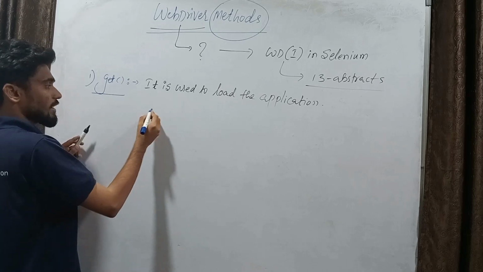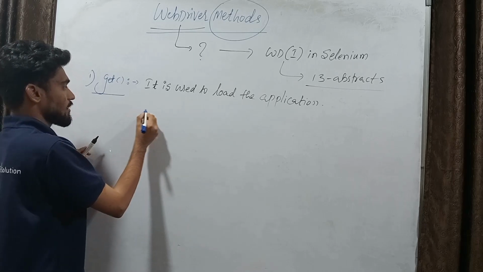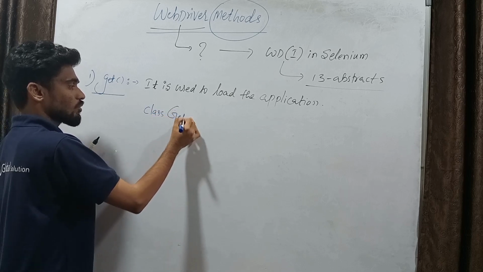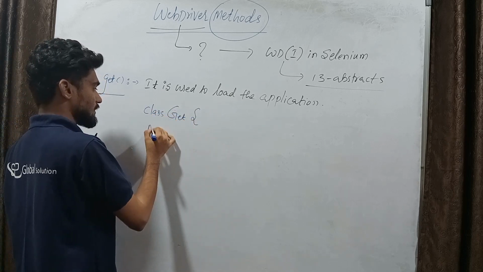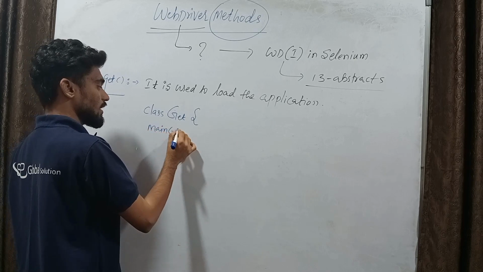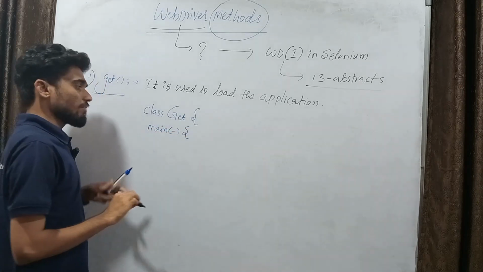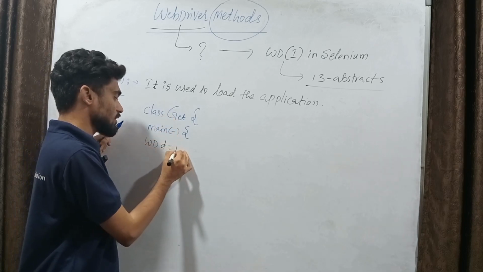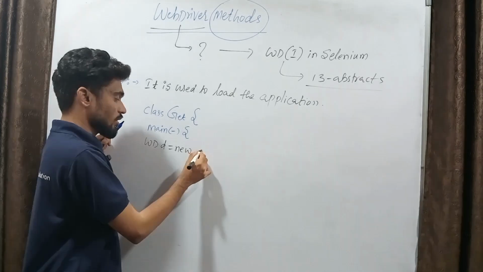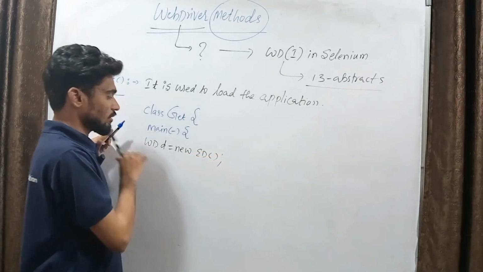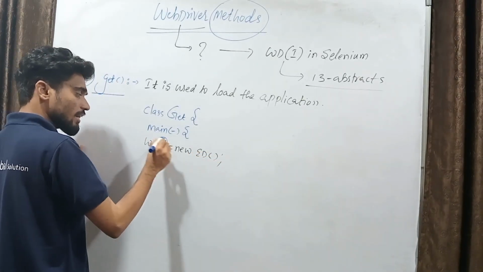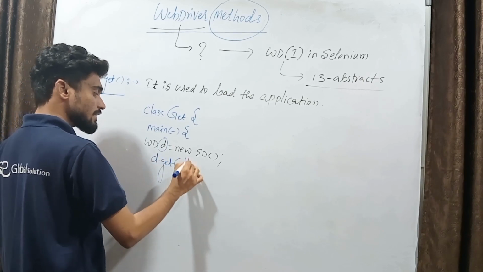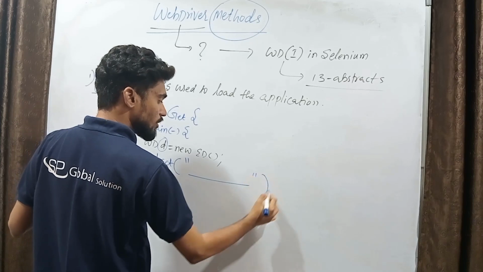Okay, now see, I will write the code, then you will understand. For example, I am taking one class named Get. Class is there, so the main method is mandatory. Finally I am writing the casting statement here: WebDriver driver is equal to new EdgeDriver. And what is the reference variable here? d. So d.get, and inside the get method you can give the URL.